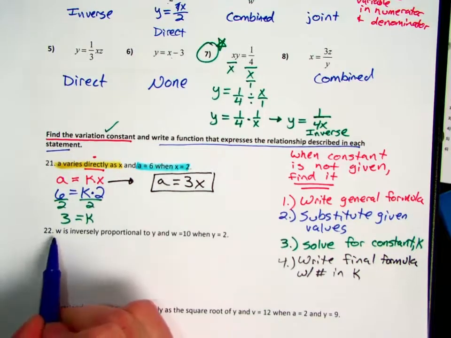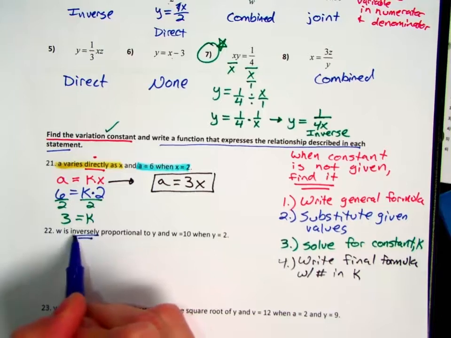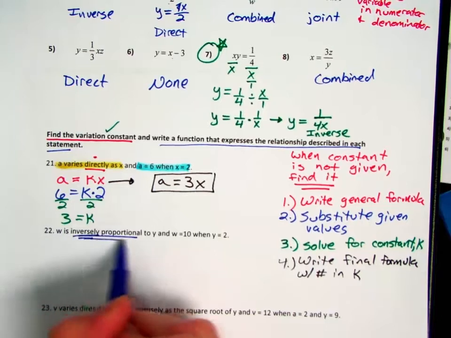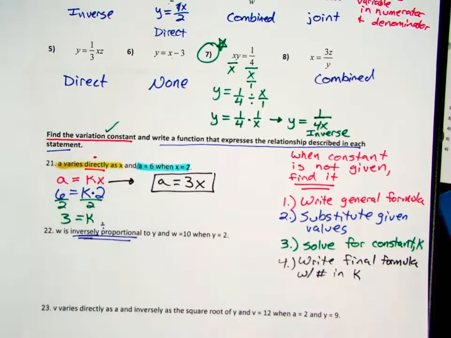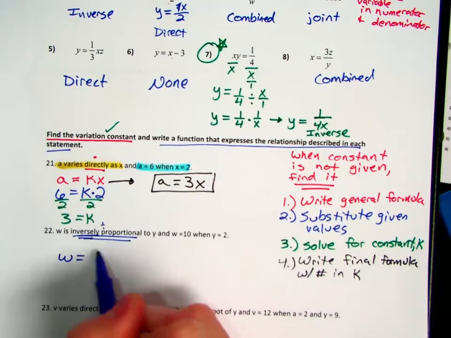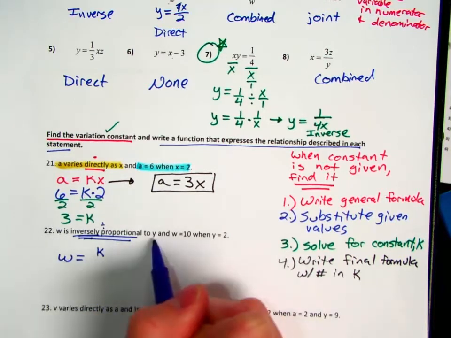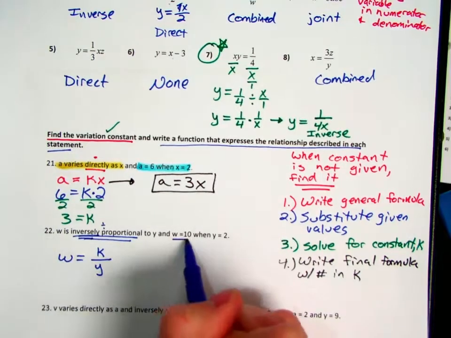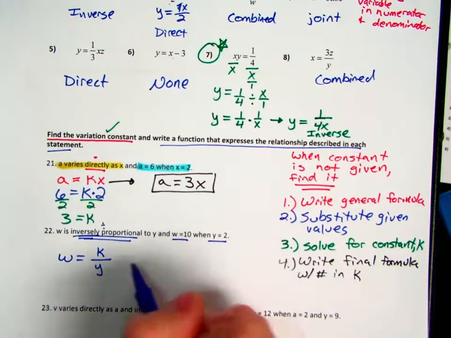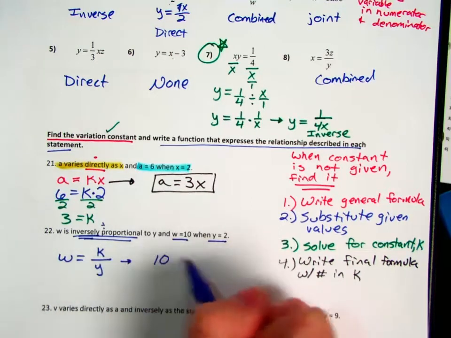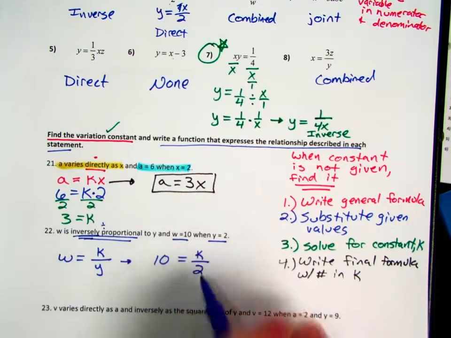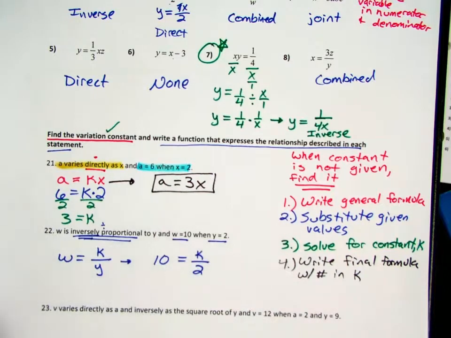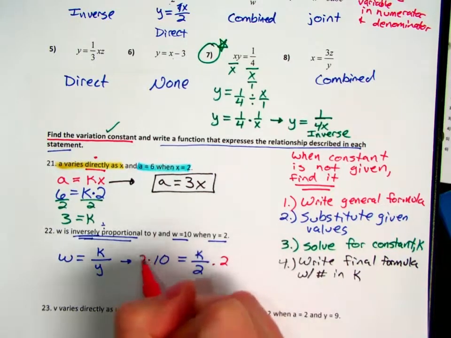All right, so number 22 says W is inversely proportional. As soon as I see inversely, I know I'm dividing. So W equals K. It's inversely proportional to Y, so Y goes on the bottom. Next, I see that they show me that my W is 10 and my Y is 2. So I know that that really means that 10 equals K over 2, and now that's the equation I need to solve. Well, in order to get K by itself, we would simply multiply by 2 on both sides.